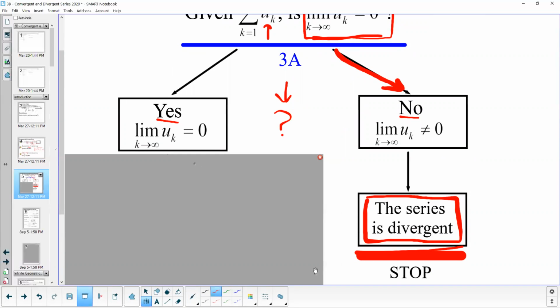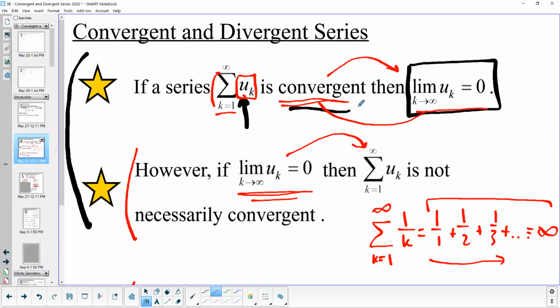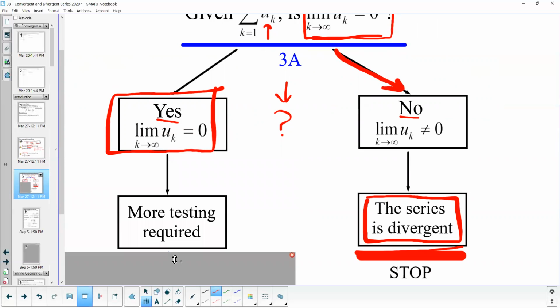There's nothing more to do. But the tricky stuff happens on the left here, which is what happens if your series does approach 0. Now, we said in the previous slide that if a series is convergent, we know that the limit as k approaches infinity of u sub k is equal to 0, but just having that by itself is not enough to tell if a series converges or not. And so what happens if we answer the question yes? Well, more testing is required. So this, at bare minimum, is what we need. We need the terms to approach 0, but that by itself is not enough.